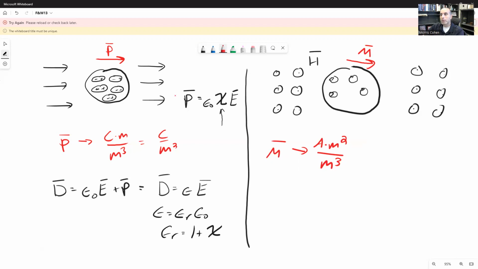and the divided by meter cubed is because we want a volume density of that. So that works out to be amps per meter for this magnetic polarization M. All right, so this is magnetic moment per unit volume.